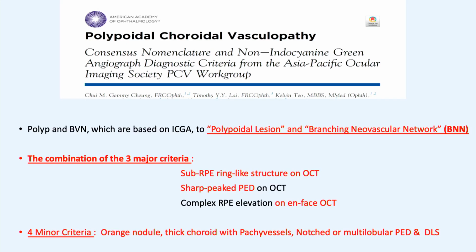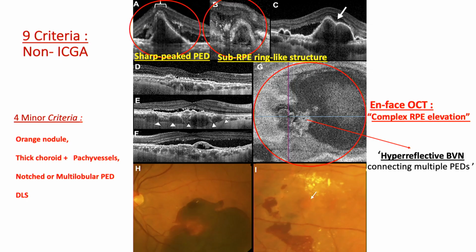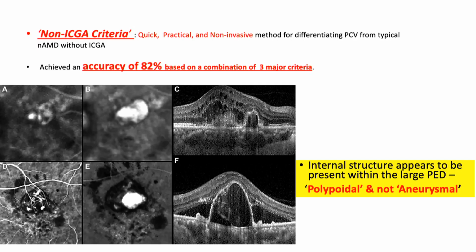we have a non-invasive non-ICG criteria where the three major criteria include sharp peak PED, sub-RPE ring-like structure and a complex RPE elevation on en face OCT, along with the other findings of orange subretinal nodule, subretinal hemorrhage and other findings, double layer sign, all these things giving the diagnosis with almost 80% accuracy compared to ICG angiography.